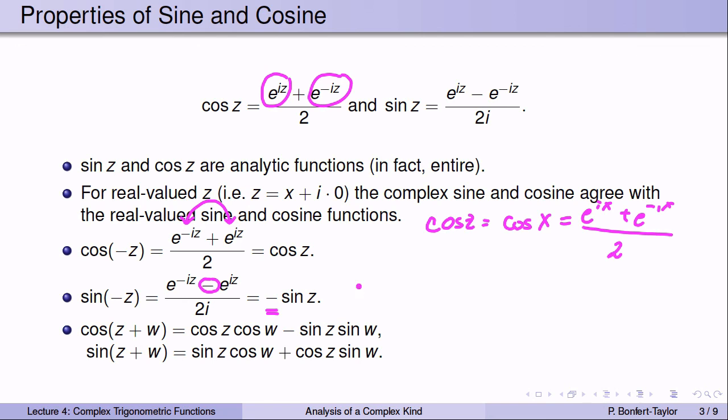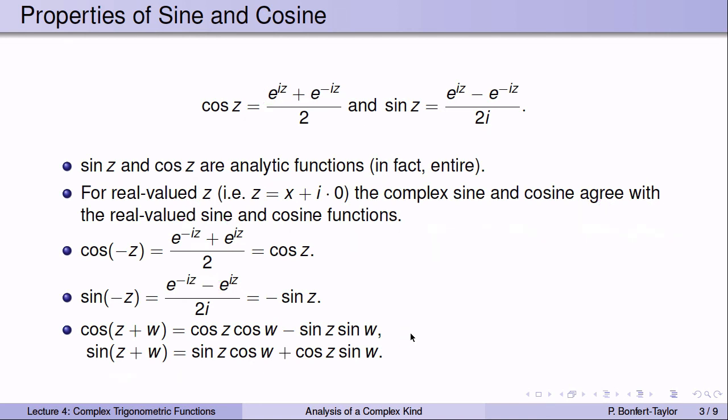Furthermore, the addition properties for the sine and cosine functions still hold. Cosine of z plus w equals cosine z cosine w minus sine z sine w, and sine of z plus w is sine z cosine w plus cosine z sine w. How would you prove such a thing? I'll show you an example.